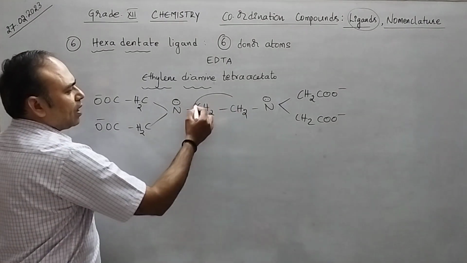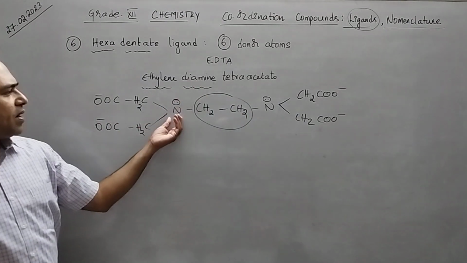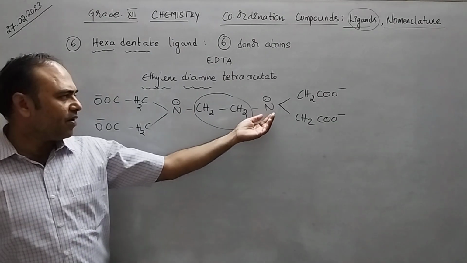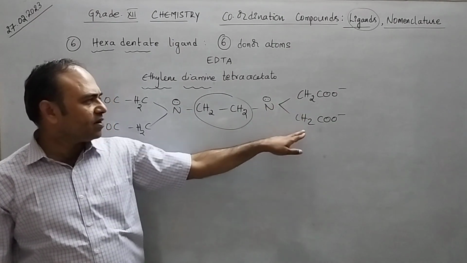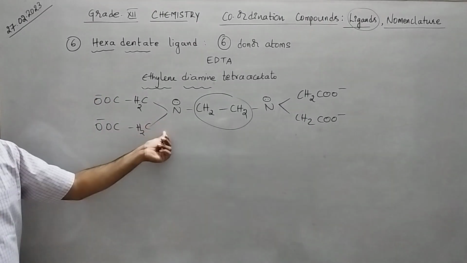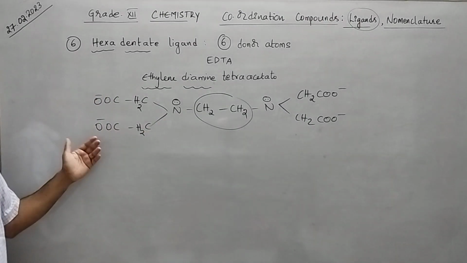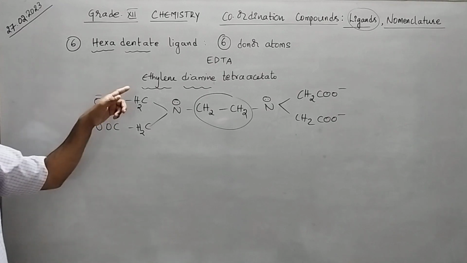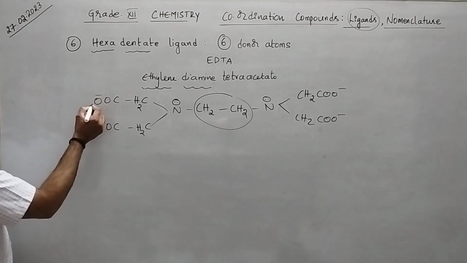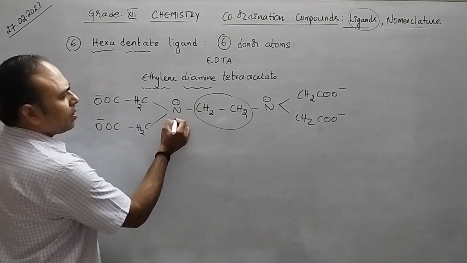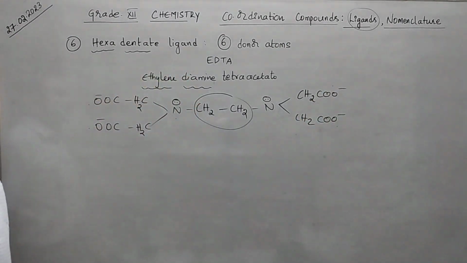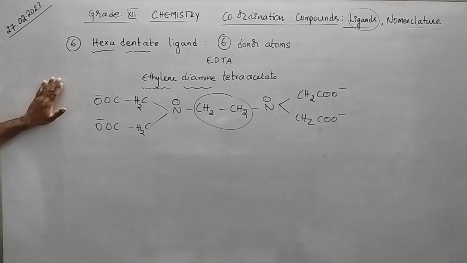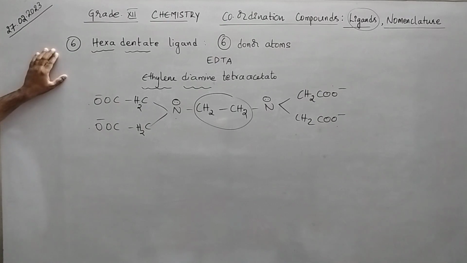First we have taken ethylene, next diamine NH2 groups on both the sides. After that remove 2 hydrogens here and substitute with acetate group. Here also remove 2 hydrogens and write acetate group. So here we got how many donor atoms? 6. So 2 oxygens here, 2 nitrogens, and 2 oxygens. Totally we have 6 donor atoms to form 6 coordinate bonds, hence you call it as hexadentate ligand.